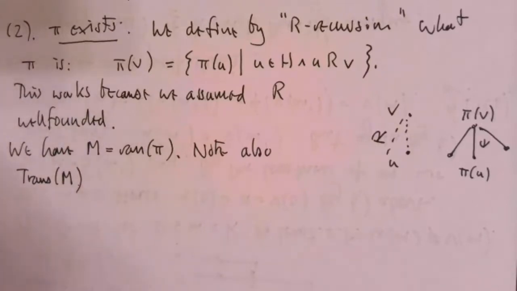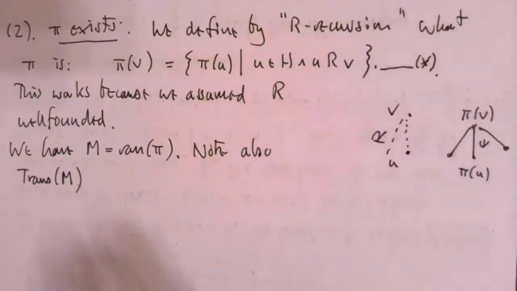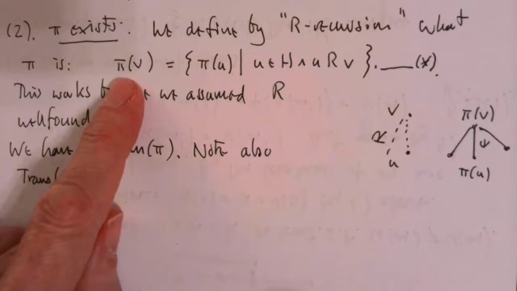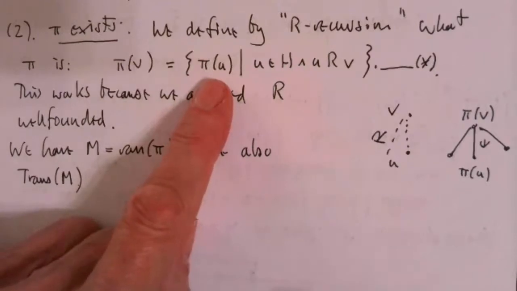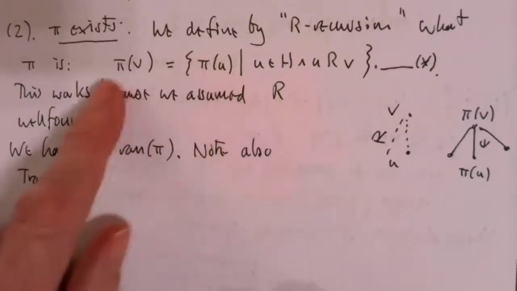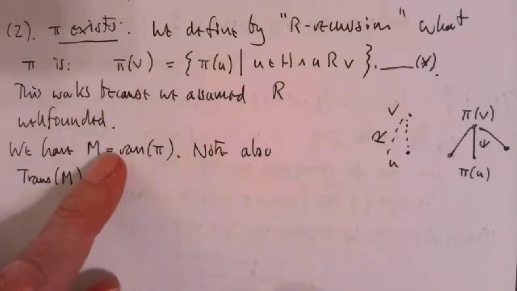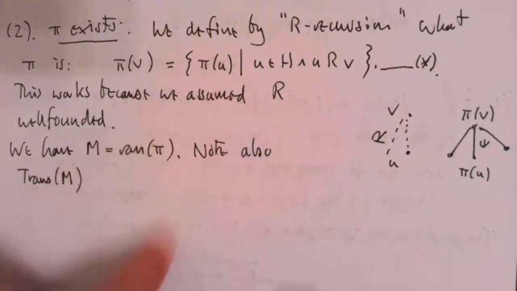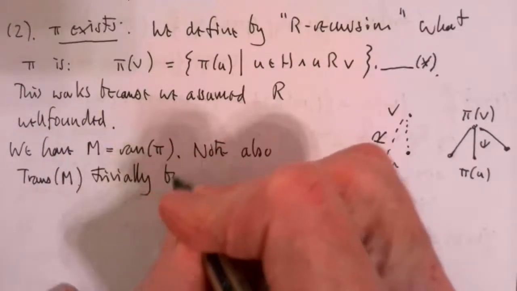This is simply appealing to what I've called star in the notes, which is this recursive equation here. Here's a typical element of M, pi of V. All the epsilon elements of pi of V are also of the form pi of something, so they're also in M. So this is kind of trivial that M is transitive. M is defined to be the collection of things in the range of pi, and over here, pi of V only has things in the range of pi in it. So it's clearly transitive. So trivially, pi star.